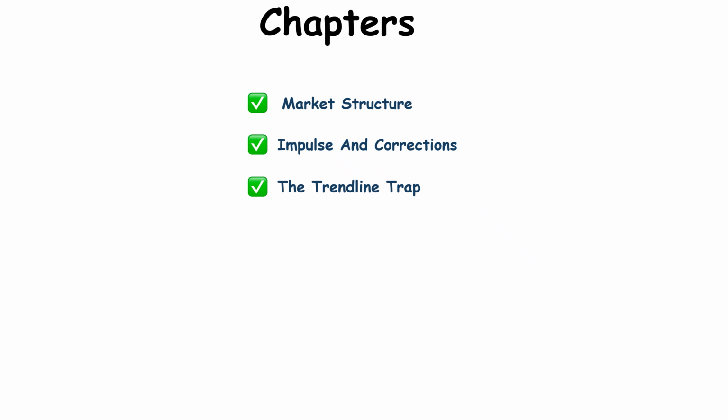Third, the trendline trap. This is where most traders get caught. A big bearish candle breaks the line, they jump in, right into the zone smart money is targeting. We'll flip that mistake into a setup. Fourth, structure liquidity sweep. Before price reverses, it takes out recent lows. This sweep is a trap. We'll show you how to spot it and avoid it.